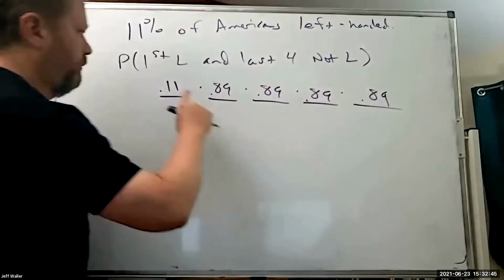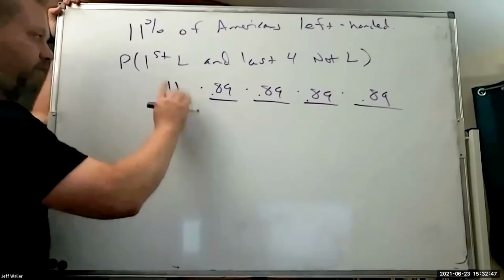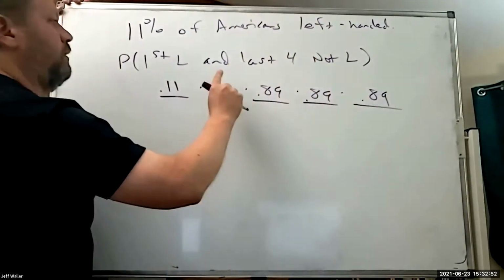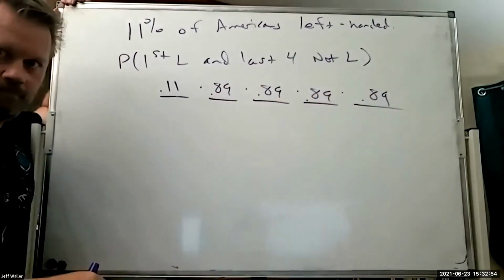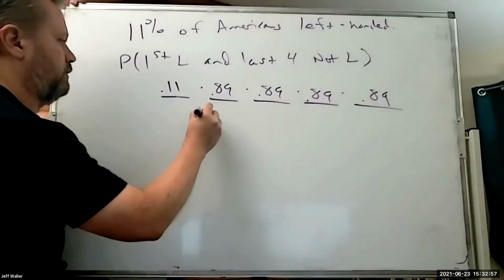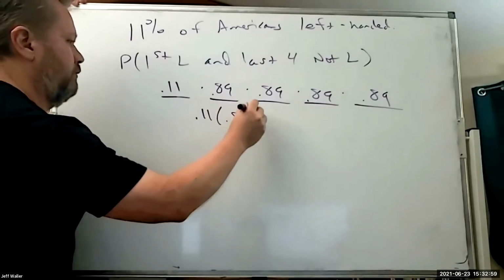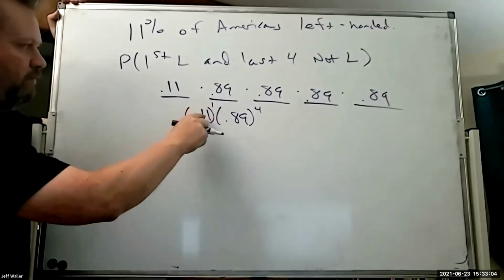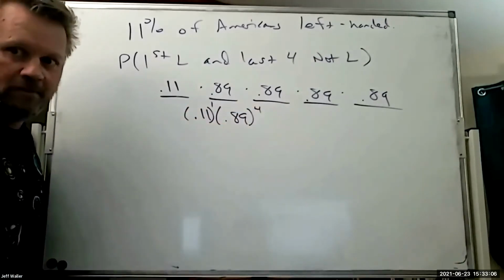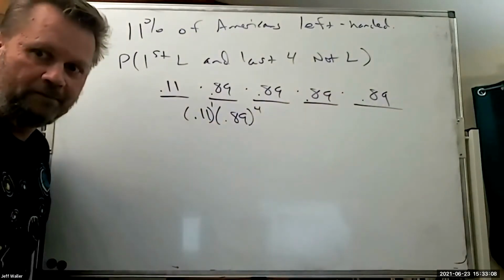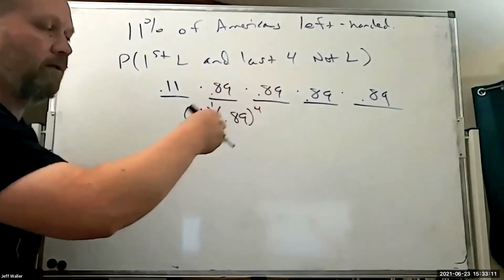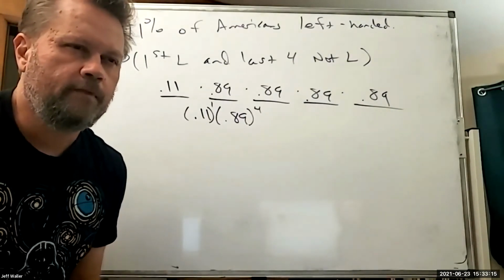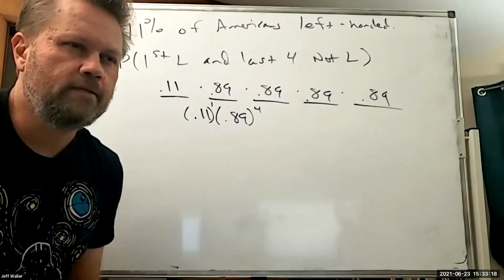Ready with me? 11% left-handed. So I want the first one to be left-handed, 11% chance. What's the chance the other four are not left-handed? 0.89 each one. Remember, you could also write this as 0.11 times 0.89 to the fourth. You can put a 1 there, right? There's 1 left-handed, 4 not left-handed, but in a specific order, correct? And then you just throw it in the calculator and get something. 0.06, so, I don't know.